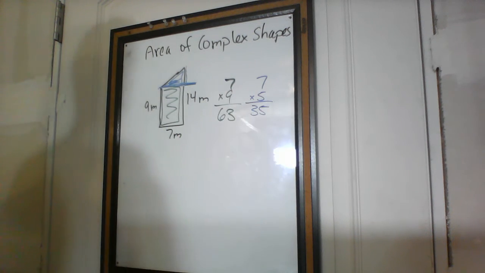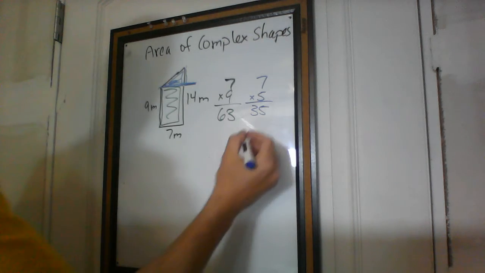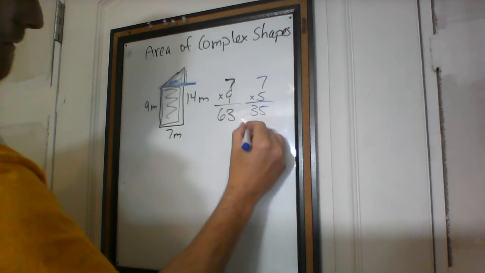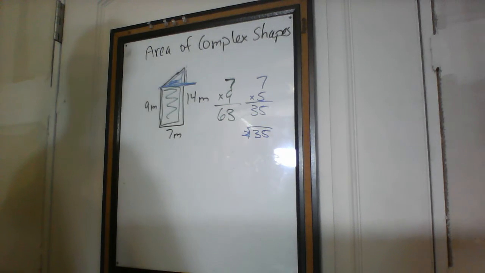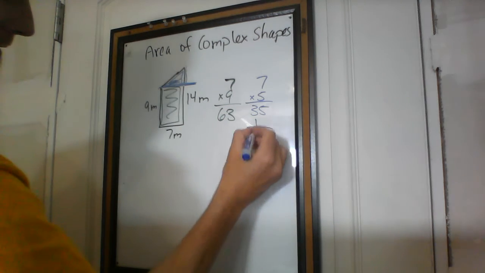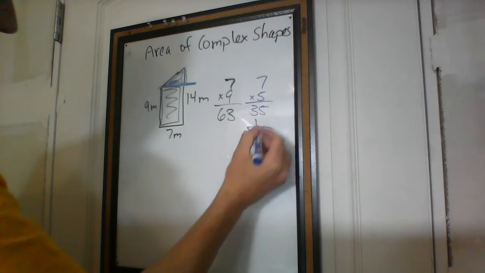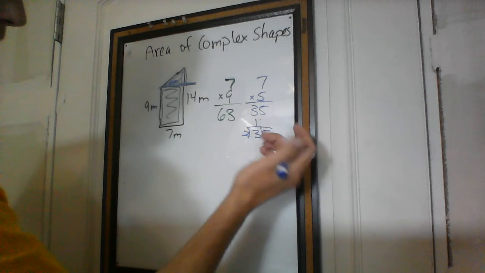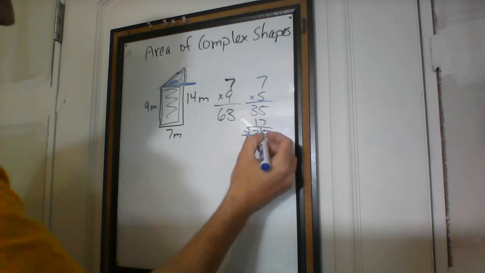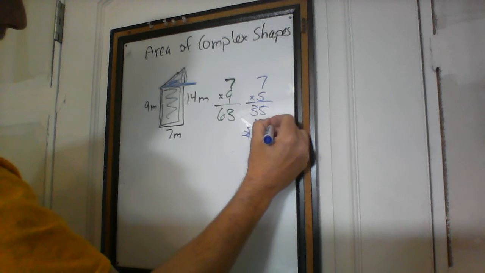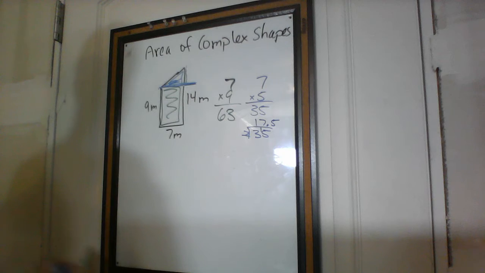We have 35. What do you have to do with the triangle? Divide it by 2. So we're going to take that 35. We are going to divide that by 2. So we can figure out the area of that triangle. 2 goes in 3 one time. You got 1 left. 2 goes into 15, 7 times. And then you have 1 left, 1 out of 2. So you have 17 and a half.